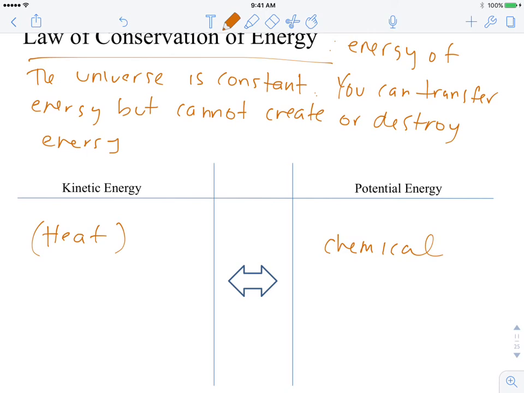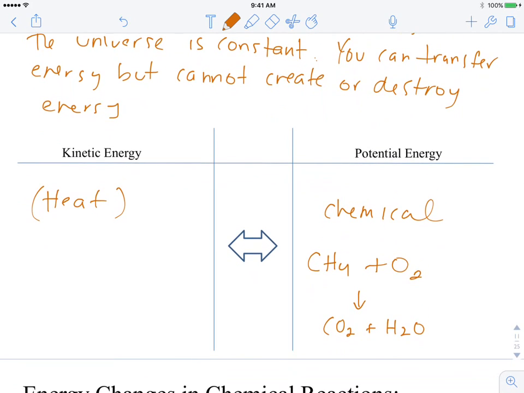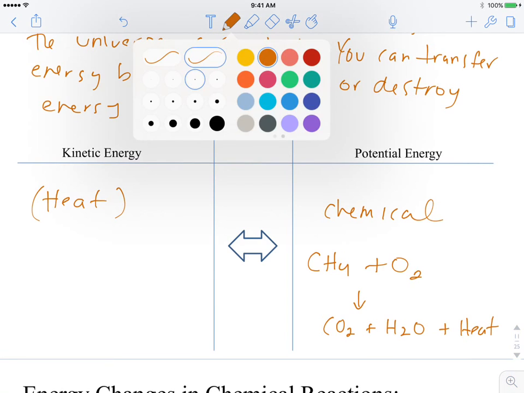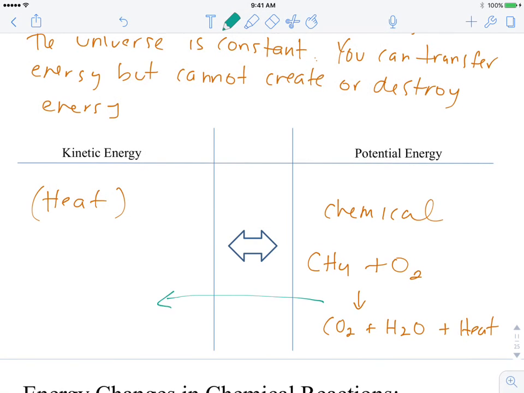For example, if I have a compound like the natural gas that we used, and I react it with the oxygen in the air, it will form CO2 and H2O. But it also produces fire. It generates heat. So we took the chemical energy in this case, and as it formed the products, we get an overall shift to where we're generating heat. Heat was given off in this case.